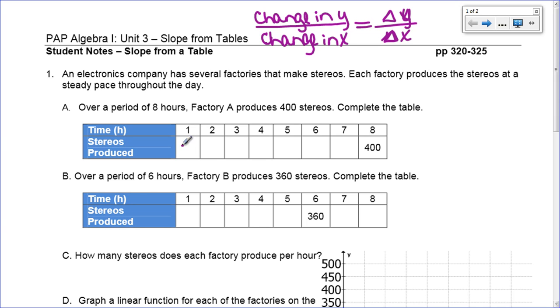That means in hour number one, they made 50. Then they made 50 more, so that's 100. Then 50 more, and 50 more. And you can finish out your table.